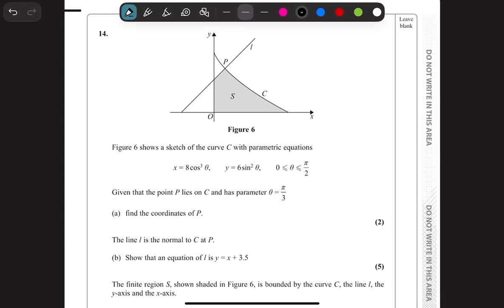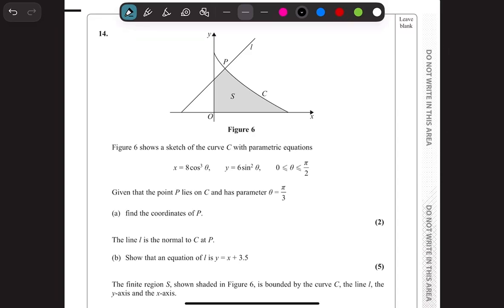So I found a really nice parametric differentiation and integration question. You probably wouldn't have seen it before because it's from the international spec, but it's a really big question. It's 17 marks, and that means that I can't really go through the whole question in one video because it would just be too long.